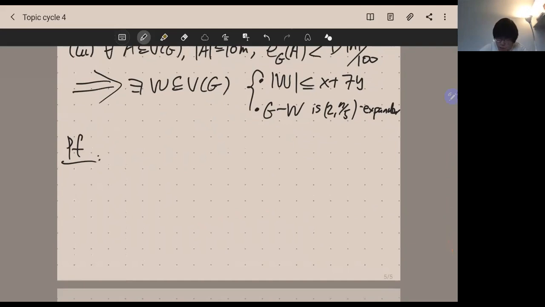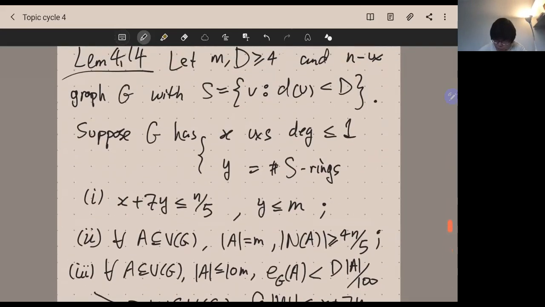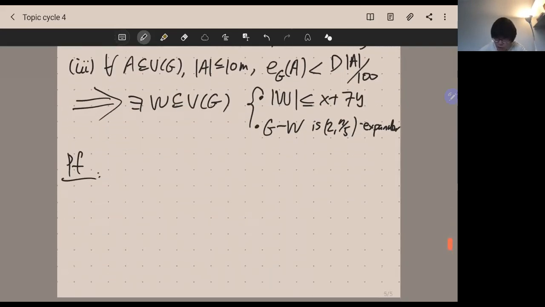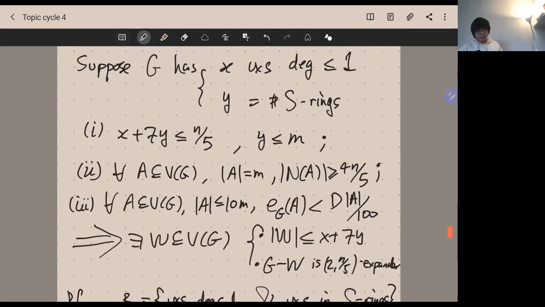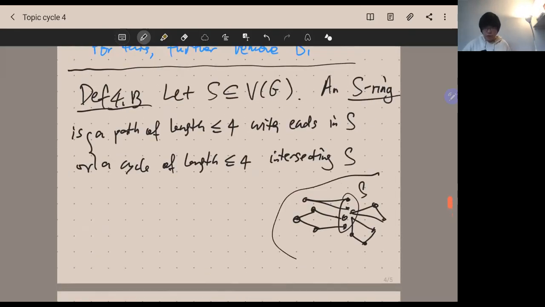All right. So given these three conditions, how do we find a large 2n over 5 expander? We're going to define B0. This is a formal proof. B0 is the set of vertices of degree at most 1, because they themselves do not expand by a factor of 2, and the vertices in S rings. So we will also remove S rings. These kinds of things, we don't want them because they cause trouble.